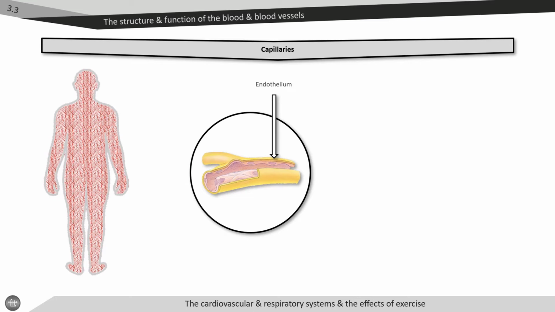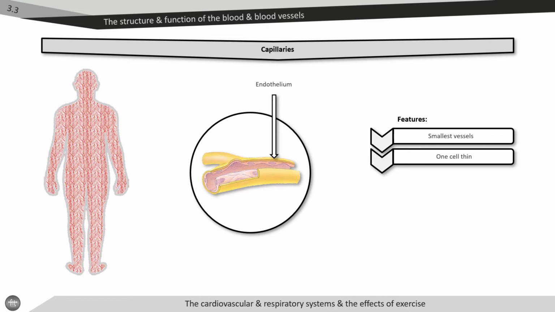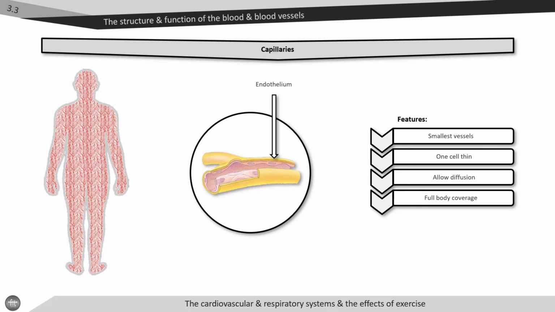Now, the features of capillaries include being the smallest blood vessels of the circulatory system, being only one cell thin. Being this thin allows gaseous exchange to take place, where oxygen and carbon dioxide swap places in the blood. This process is known as diffusion. Being this thin allows capillaries to be located in all of the different areas of the body which need a regular blood supply. Capillaries are the link between the arterioles and the venules in the one-way channel of the circulatory system.